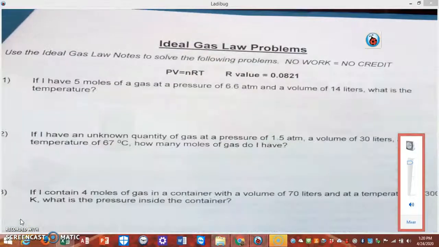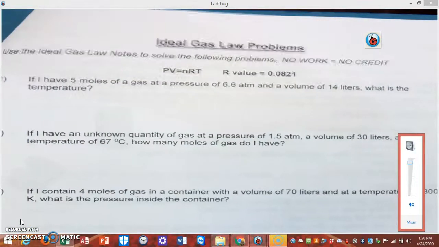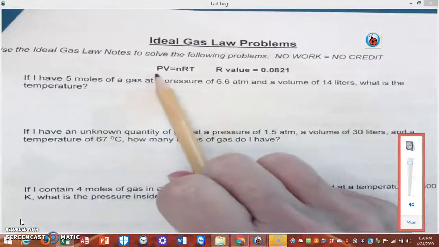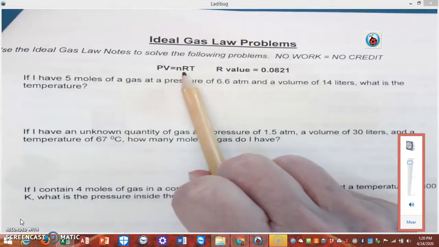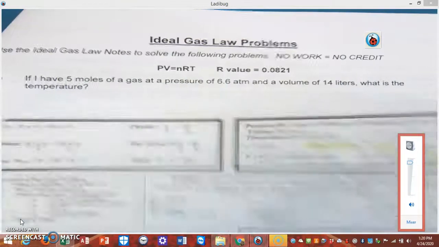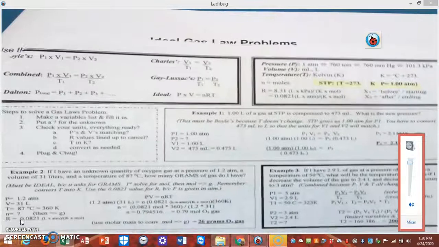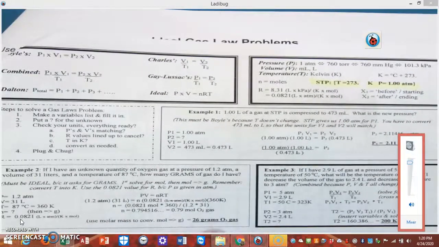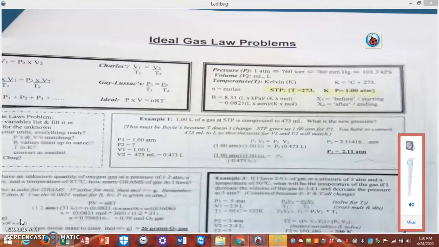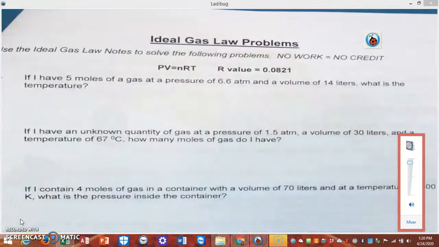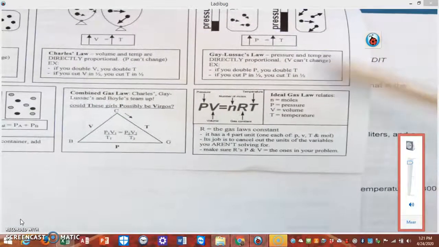All right, let's look at your ideal gas law problems, and here's our formula right here. We call it the Pivnert formula. Okay, PV equals nRT. Here is our cheat sheet for gas laws. If for some reason you don't have this, get this from me. You can use it on your test. Okay, and then on the back of this, you're going to find the Pivnert formula.